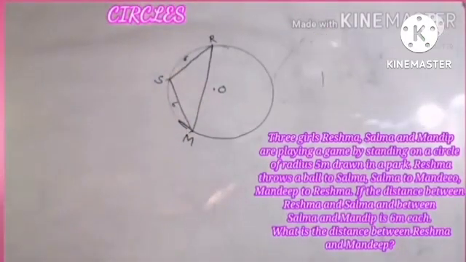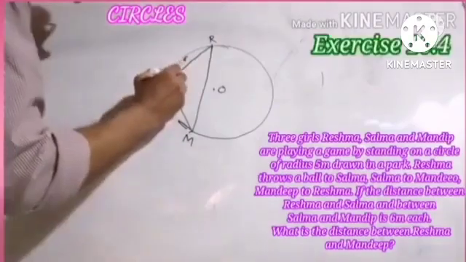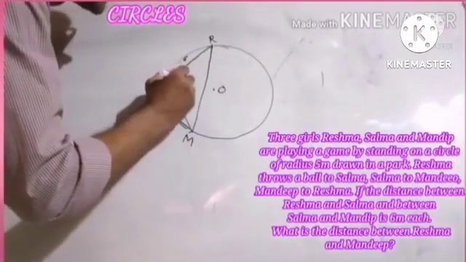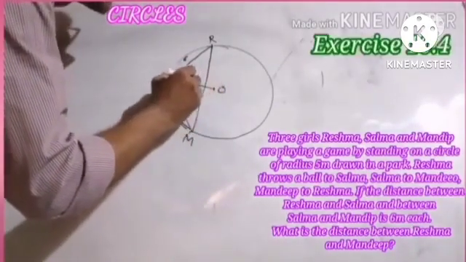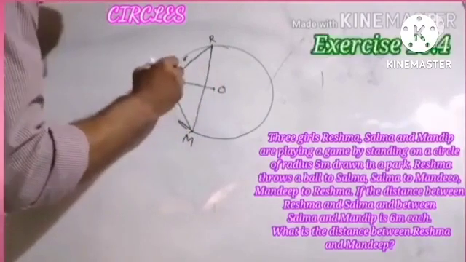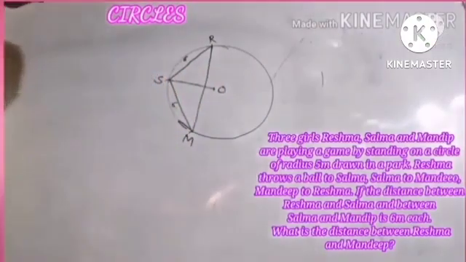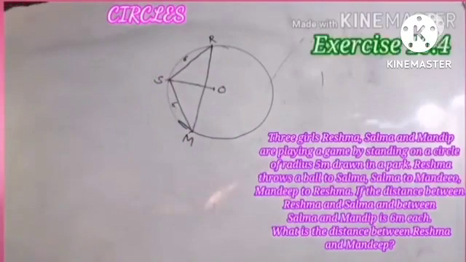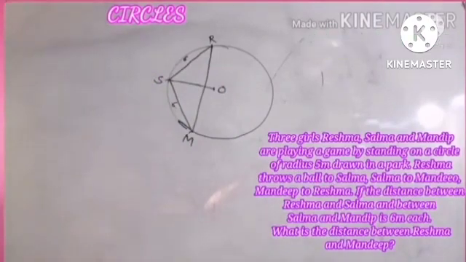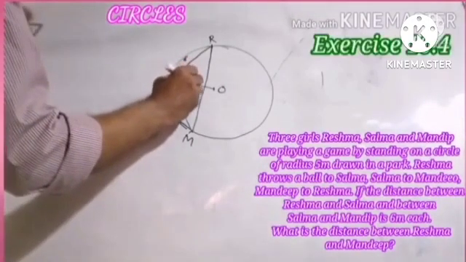So for that, join OS. What is OS? O is the center of the circle, so OS is a radius. Radius is given here. What is the radius of this circle? A circle of radius 5 meters. So this is 5 meters.